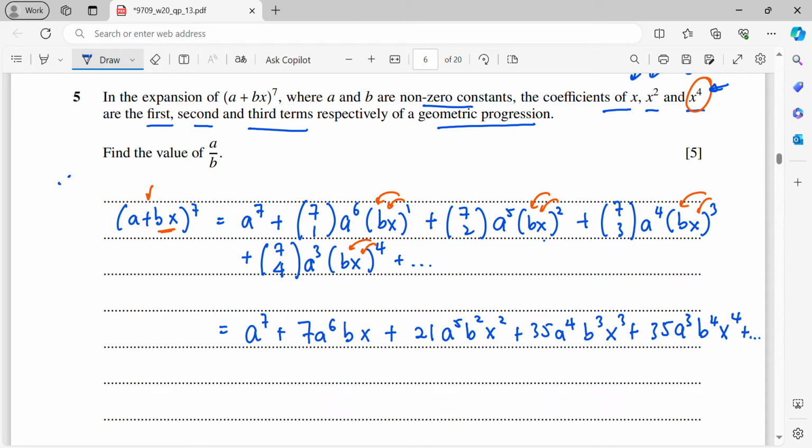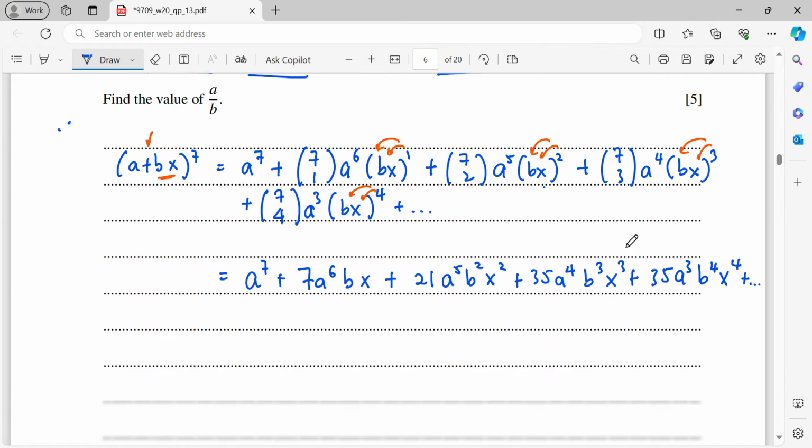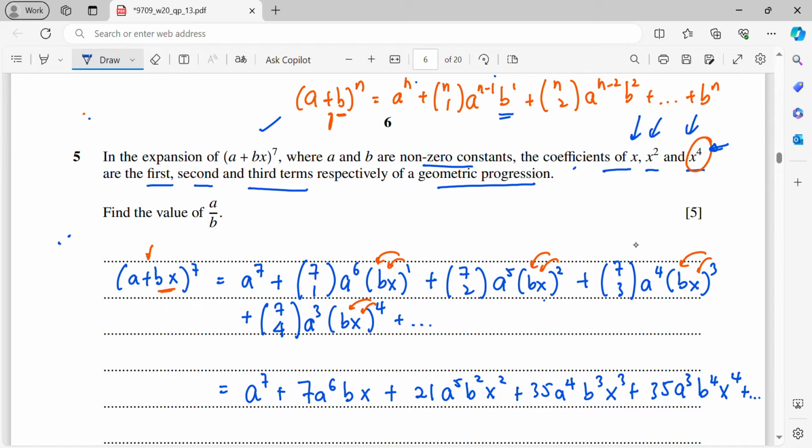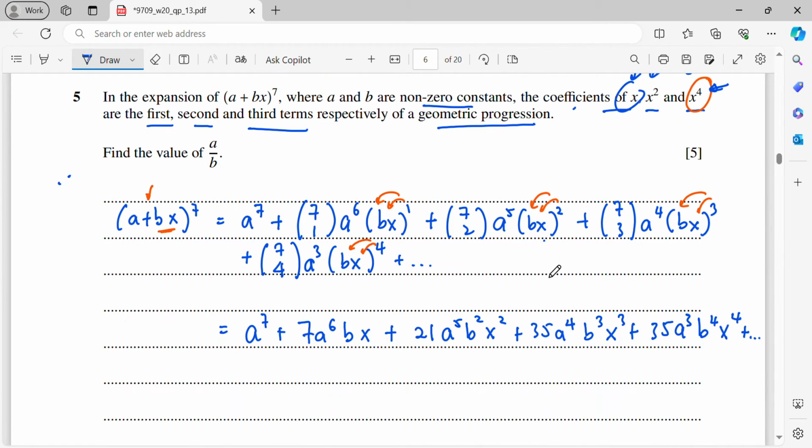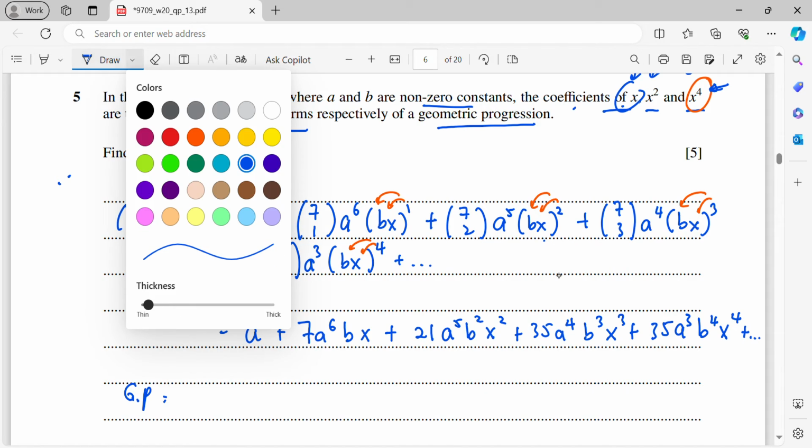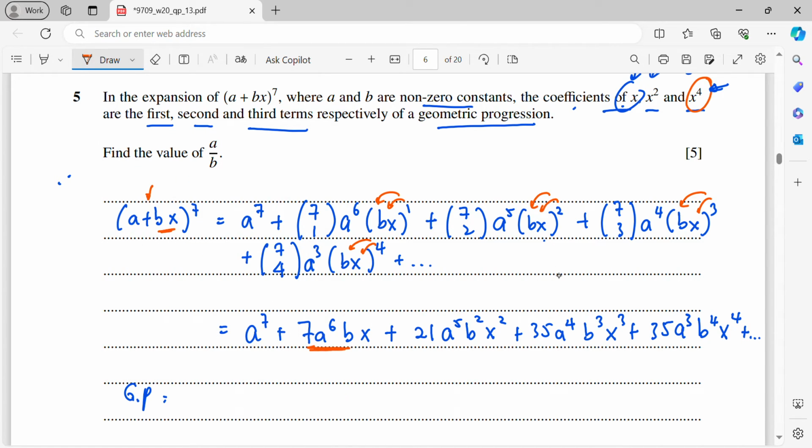The full expansion is actually up to x degree 7, I mean the b degree 7 and x degree 7, right? Now from here it's mentioned that the coefficients of x are in a GP, where the first term is the coefficient for x. So the coefficient for x will be 7 a degree 6 b.